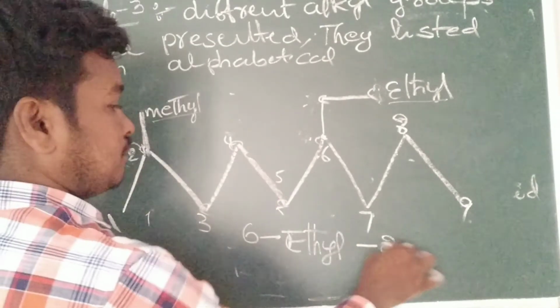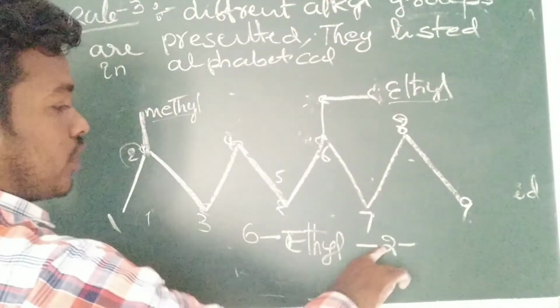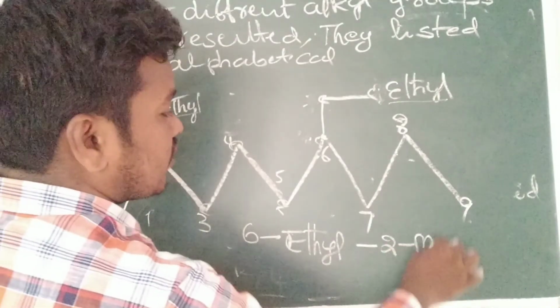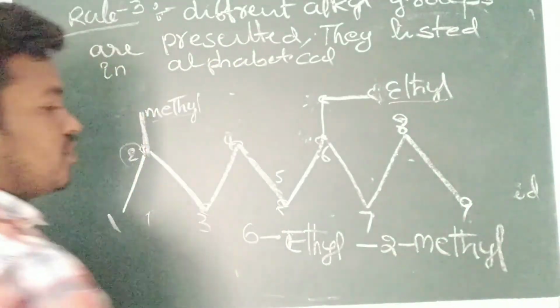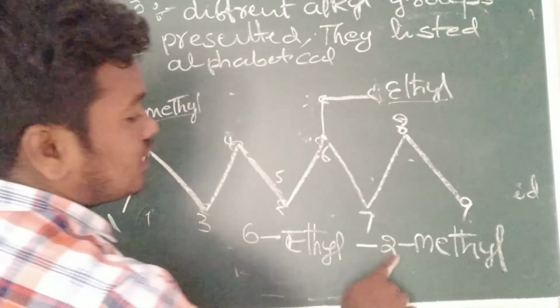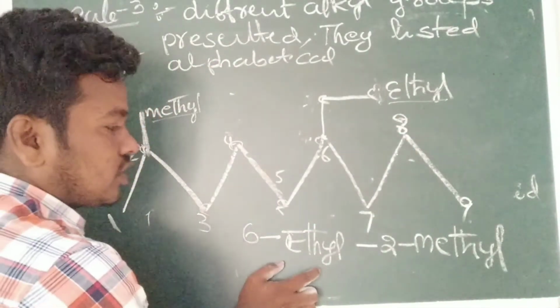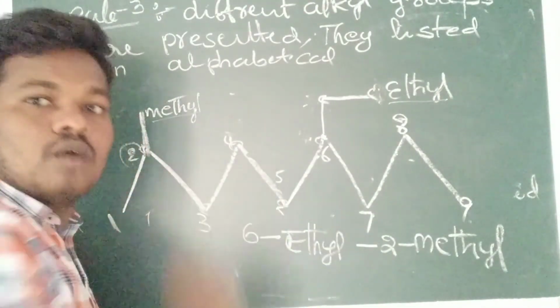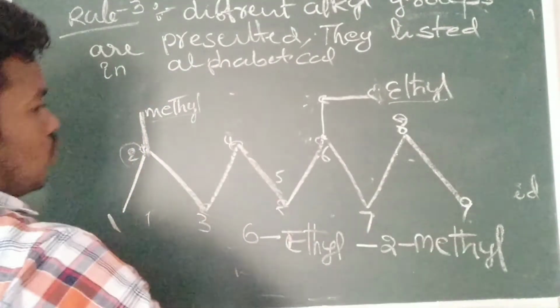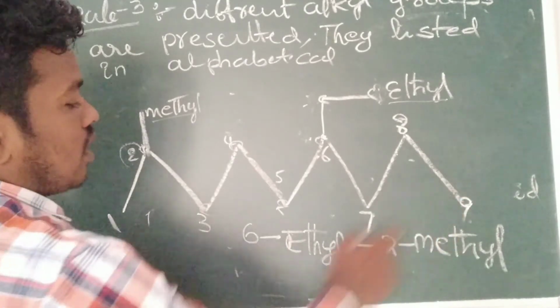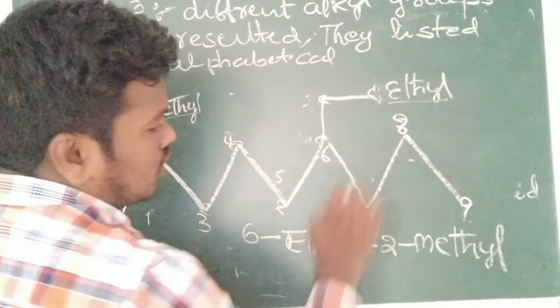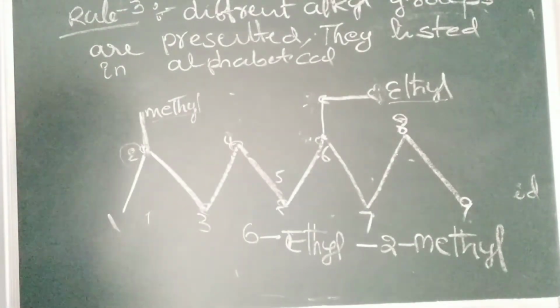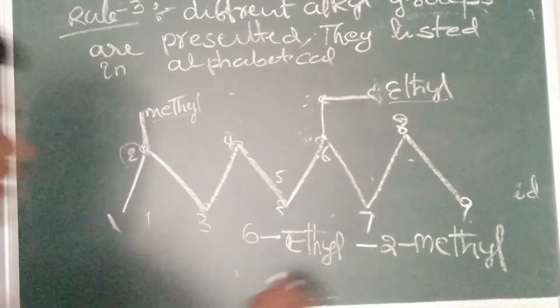Second position, you give the locant number, hyphen, and the name methyl. Like this we write the prefix now: 6-ethyl-2-methyl. Whatever the branched chain is, we have to write its position. So now what is the total number of carbons? 9. After the prefix, what do we have to say? If there are 9, what is its name? Non.